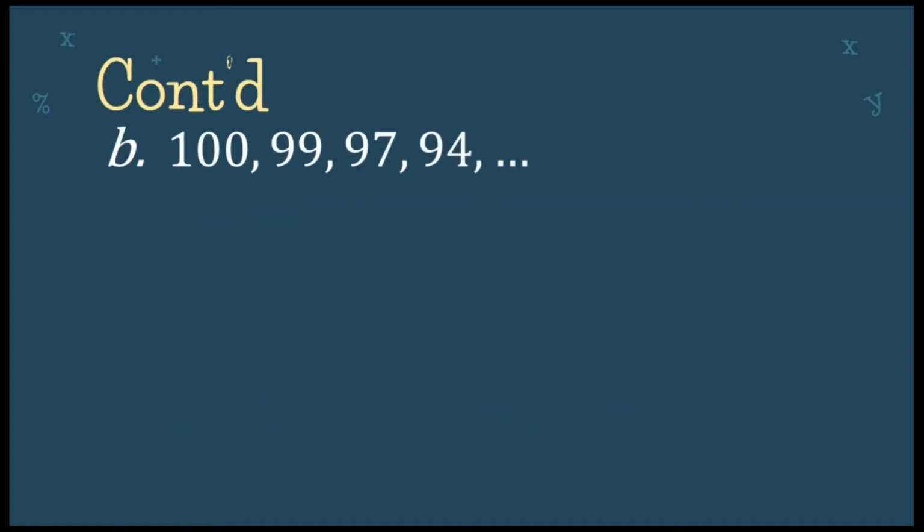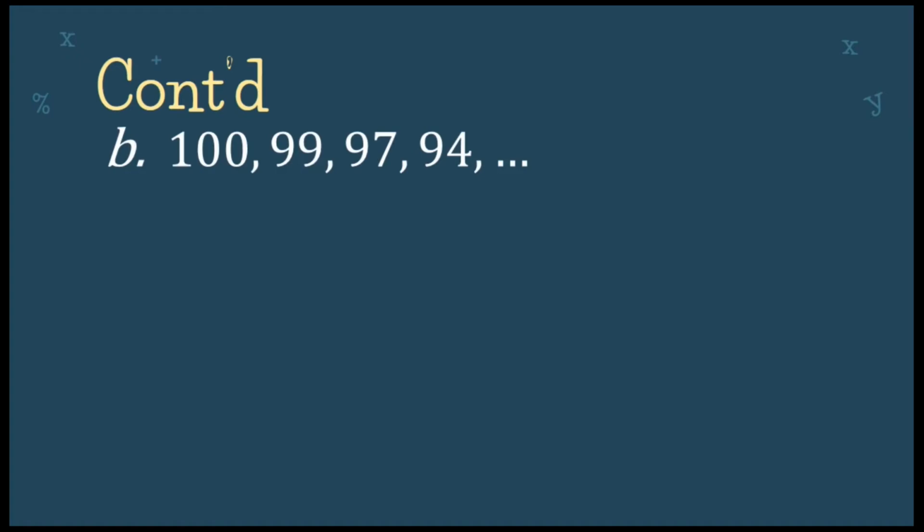Let's take a look at the second example. And so we have 100, 99, 97, 94. How do we get the next 3 numbers? You observe that the numbers keep getting smaller from 100 to 99, from 99 to 97, and now 94. Remember, we said that when the numbers are getting smaller, it is an indication that a certain number has either been subtracted or divided from the previous number. So what do I do to 100 to get 99?